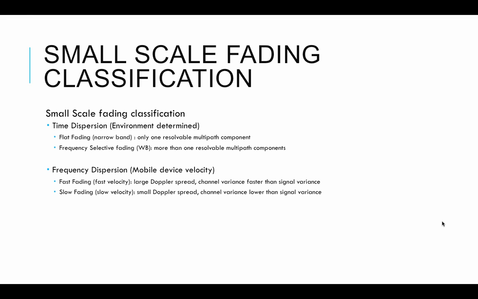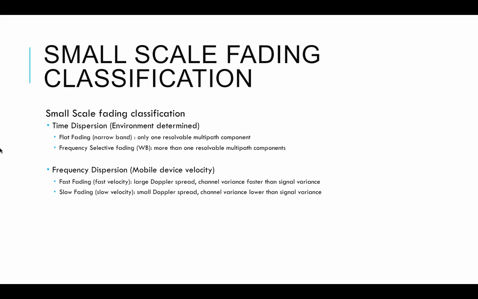The small scale fading could be classified with two different criteria. One is the time dispersion that's usually environment determined, and it could be classified further into the flat fading, associated with a narrow band and only one resolvable multipath component, or the frequency selective fading, where more than one resolvable multipath component is available. And this could be an advantage because we can select the best signal out of replicate signals to do the demodulation and overlook the noises and other stuff.